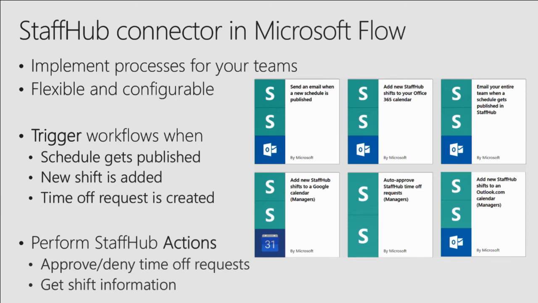Flow connects with, I think, over 100 different services, including Exchange, SharePoint, OneDrive, Dynamics, and things like Google Drive, Dropbox, etc. So you can literally connect any service to any service. And it works on the concept of triggers and events. A trigger is just an event that gets generated in one system and an action can be taken on another system. So with the StaffHub connector, we've exposed triggers for when a schedule gets published, a new shift is added, or when a time off request is created. All of this can trigger a flow. And then on StaffHub, you can also take actions like approve and deny the time off requests, or get more details of the shift information. So I'll just quickly switch over to a demo for Flow.